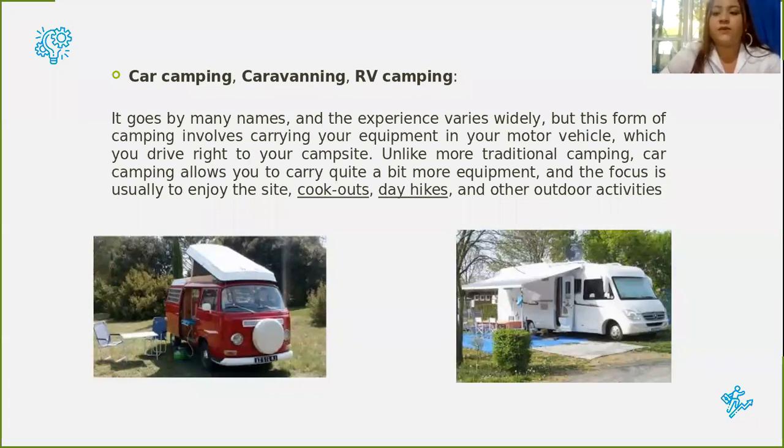Okay, thank you. She says that it goes by many names, okay? There are names like car camping, caravanning, or RV camping. It's another perfect type of accommodation for long trips with family or friends.